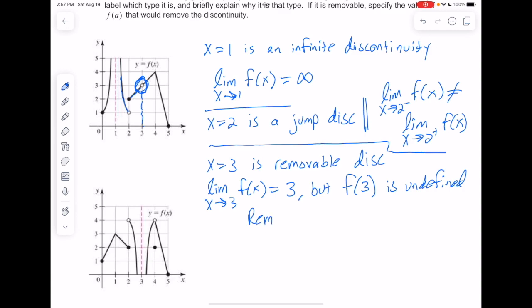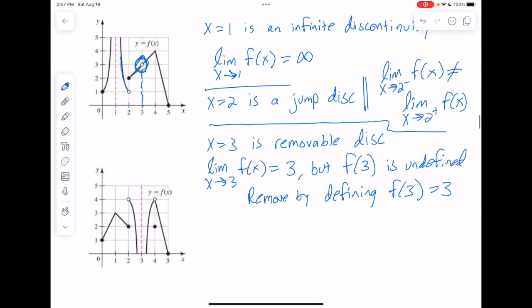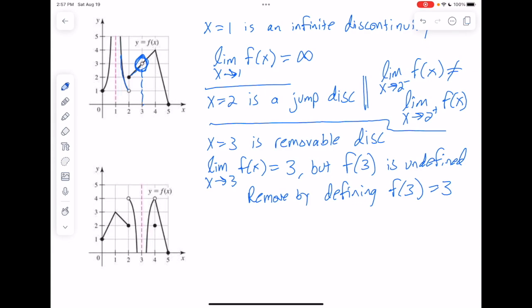We could remove it by defining f of 3 to be equal to the value of the limit, which in this case is 3. Now, we don't have the ability to just redefine a point here. This is somebody else's graph, and we can't mess with it. But that's the value that, if it was redefined to 3, would patch the hole.